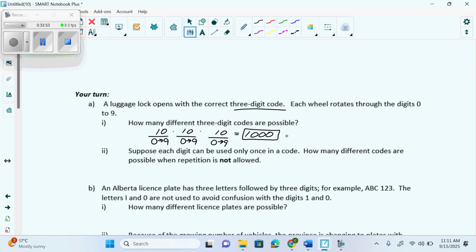The next one says, suppose each digit can be used only once in a code. So now I have to box and hold, right? But I'm only allowed to use once, box and hold.